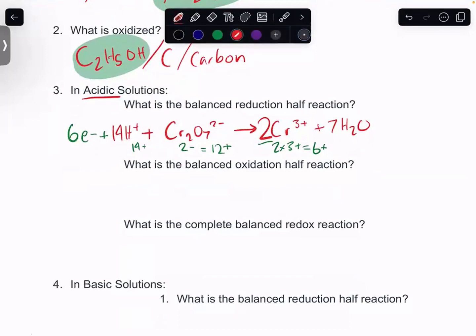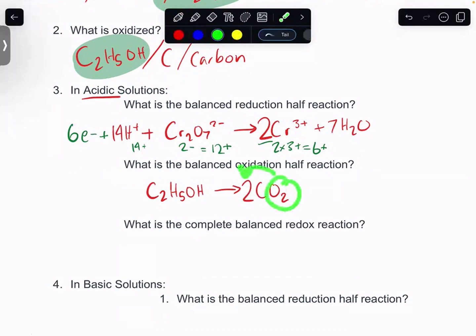Moving on to the oxidation half reaction, we're going to start with vinegar, C2H5OH. We are going to then oxidize that to CO2. Once again, we have to first start by doubling the amount of carbon so we can match it. Then we'll identify that we have 4 oxygens on the right side, 2 times 2.